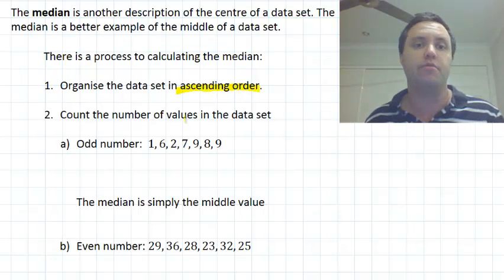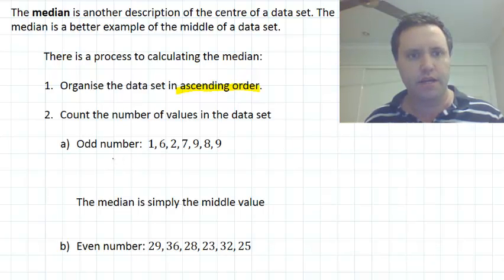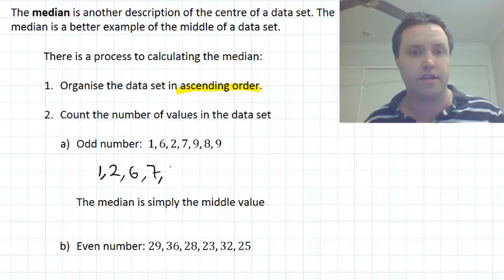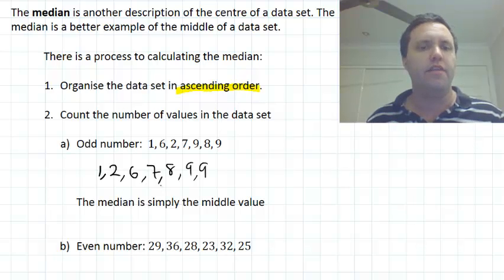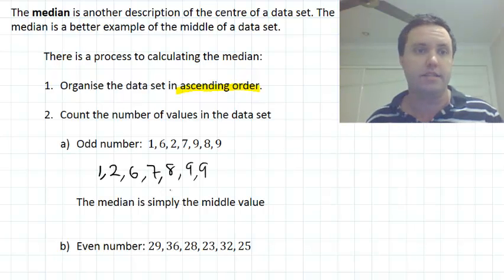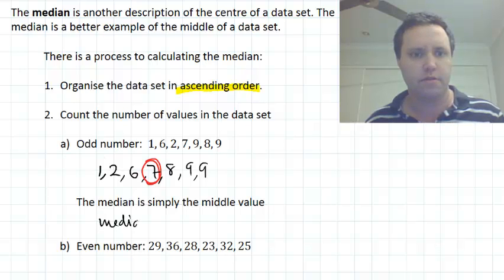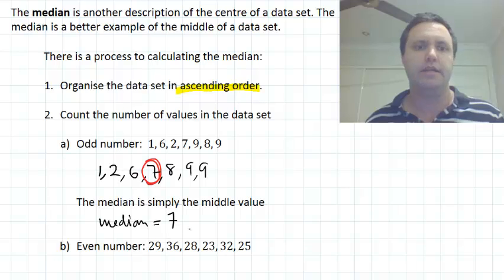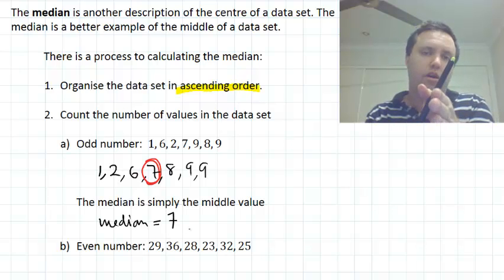Then we count the number of values in the data set. So I'm going to show you how that works. Let's do that first step here. If we have an odd number, we're going to put this in ascending order. So we're starting with 1, 2, 6, 7, 8, 9, 9. If we have an odd number, the median is simply the middle value in that set. So that would be this one here, directly in the middle. And so here we would state that the median equals 7. So it's directly the perfect middle of the data set.